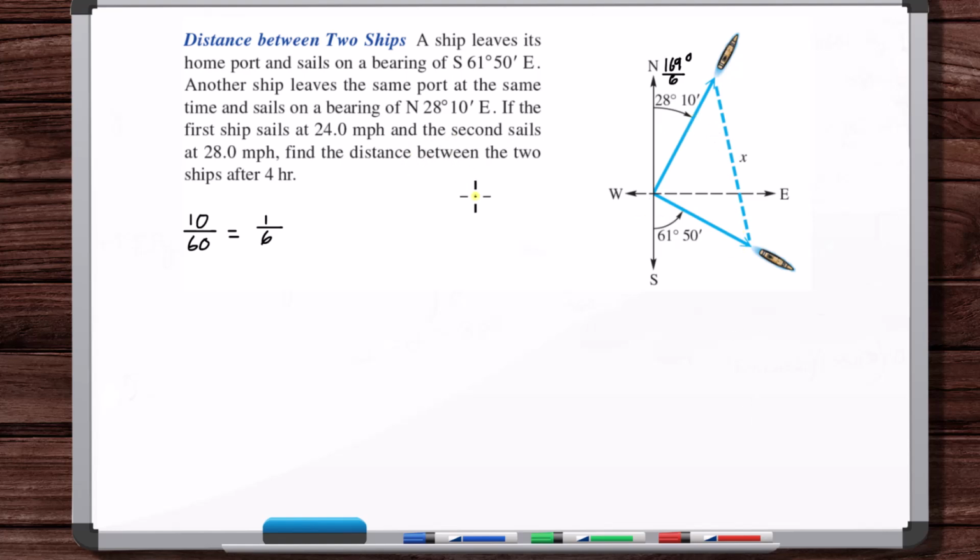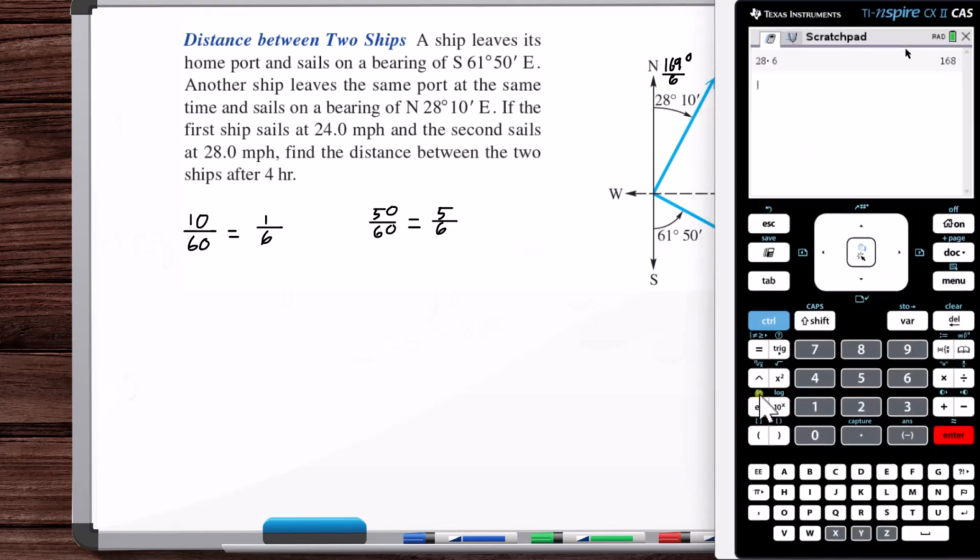Okay, now we've got 61 degrees, 50 minutes. So how many degrees is 50 minutes? That's 5/6 of a degree. So 61 and 5/6. That's 371/6.